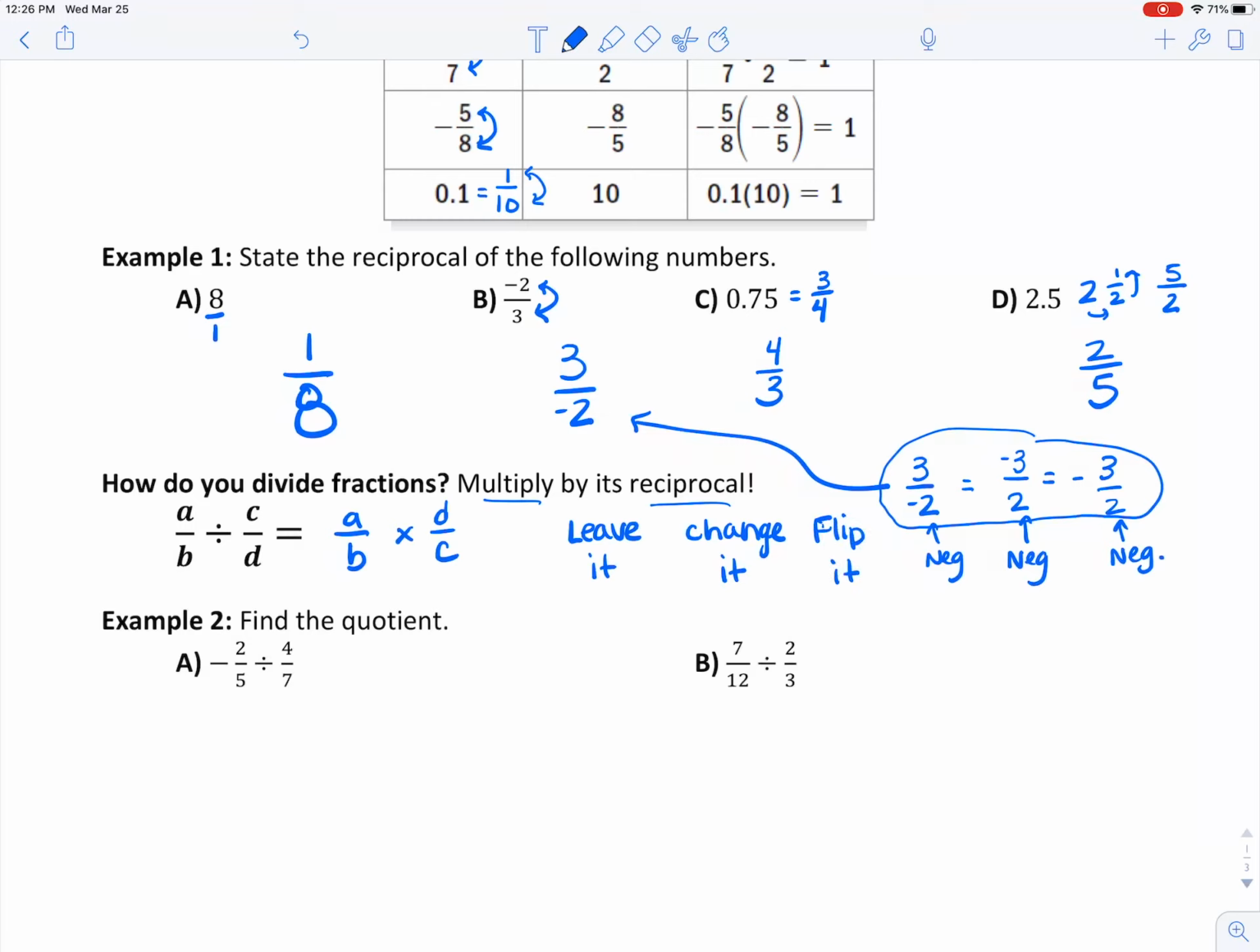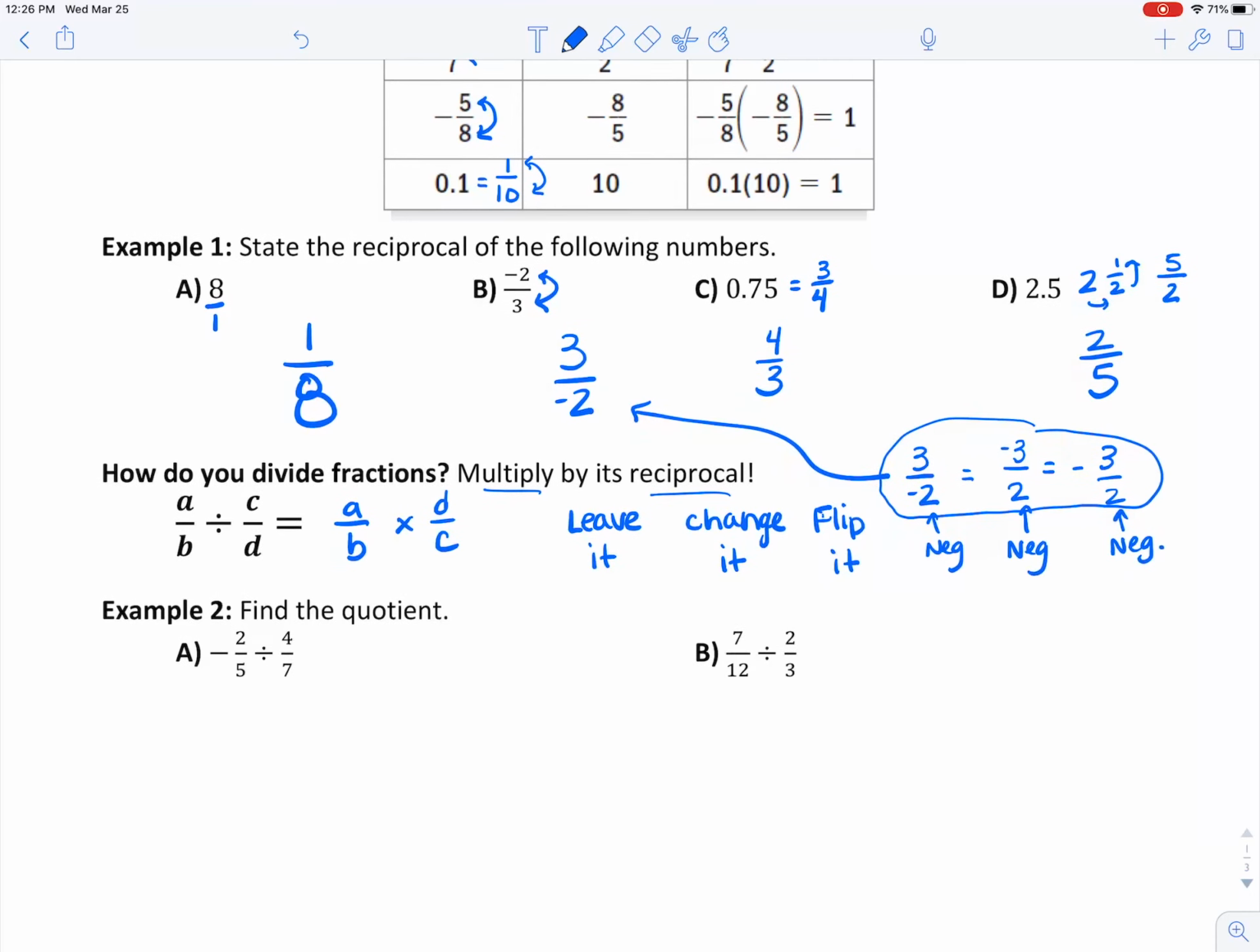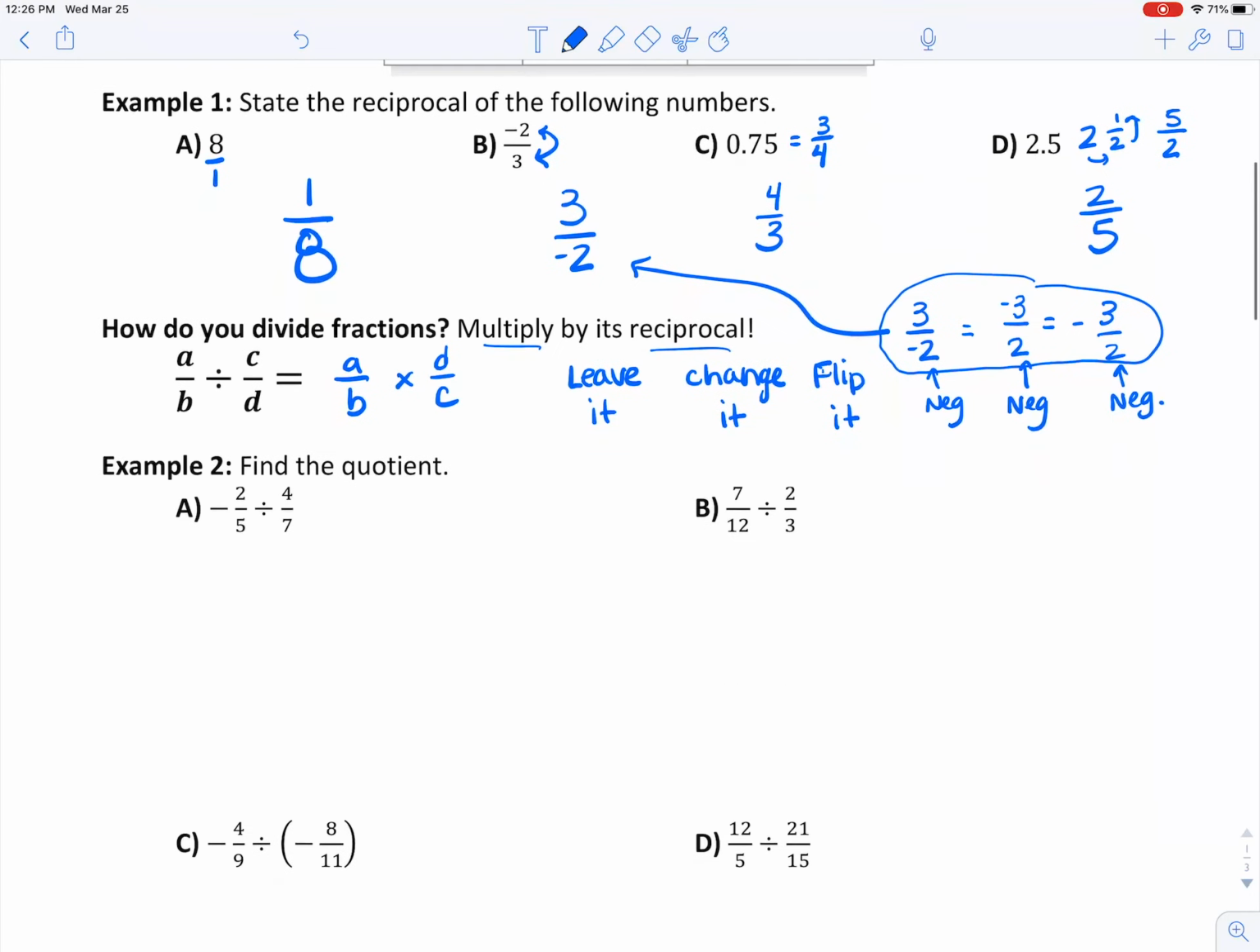So let's try this. Example 2, find the quotient. You are going to leave the first fraction. So we have negative 2 over 5. You're going to change it, so change the division to a multiplication. And you are going to flip it. So change 4 over 7 to the flip, 7 over 4.